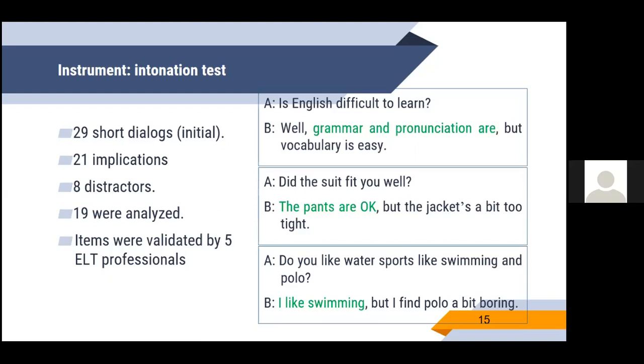Then in green you can see that there is an implication. An example, the first one: Is English difficult to learn? Well, grammar and pronunciation are, but vocabulary is easy. So these implications in green were supposed to be said with a full rise tone. So there were 21 of these, but only 19 were analyzed.